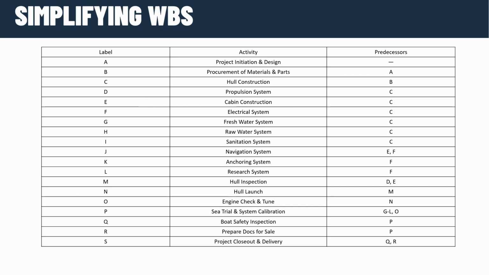Here is our table of our simplification for the WBS, where we added a label A through S for each activity. And we also stated the predecessors for each of those activities, which are just activities that need to be done before said activity can begin.